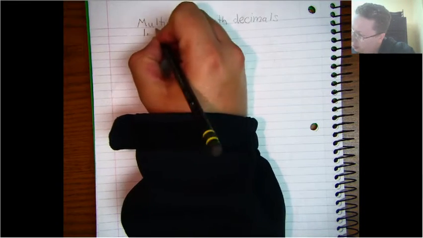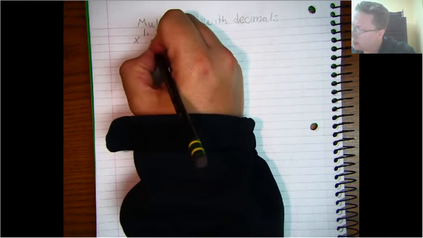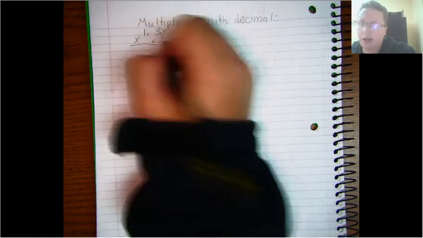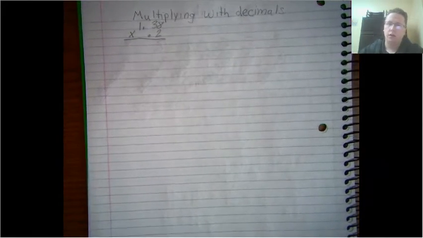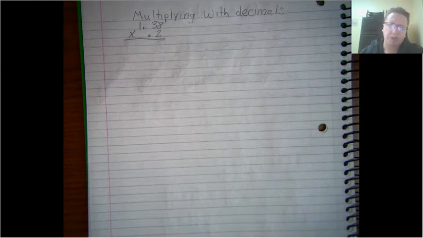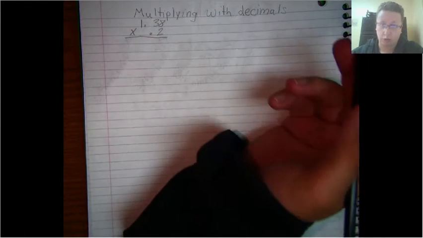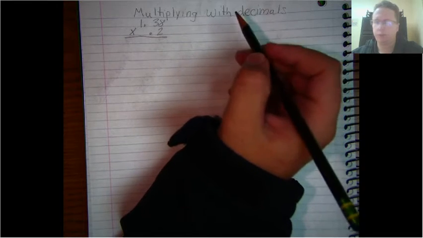Now, you know how to multiply regularly, right? Of course you do. So, let's just go ahead and do our normal multiplication. We'll worry about the decimal at the end because that's all you have to really do.